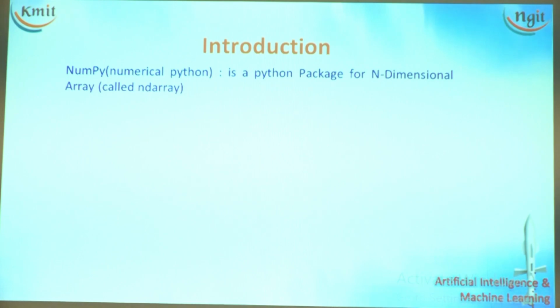So now here in Numpy, you know Numpy is a Python package for an n-dimensional array. So what do you understand by ND array or an n-dimensional array? What is a list now? One-dimensional. So the first thing is, why are we going for this n-dimensional array? What is the difference between a Numpy array and a list?